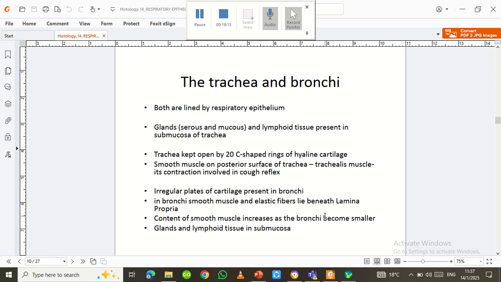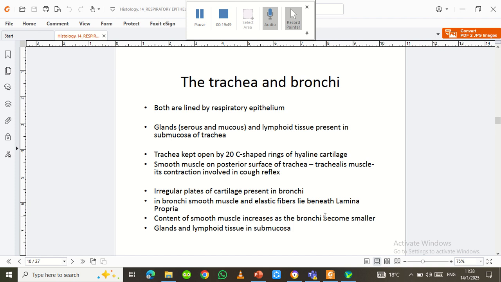Smooth muscle increases as the bronchi become smaller. So you have to take note there are certain things that increase as you move from the conducting portion to the respiratory portion. One, the smooth muscle. Two, the elastic and the reticular fibers, they increase. And there are things that decrease as you move from the conducting portion to the respiratory portion. One, that's your glands.